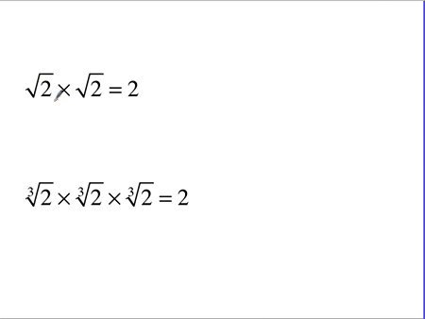So here we've written that the square root of 2 times the square root of 2 must be 2, because that's what a square root means: what number times by itself gives me that other number.